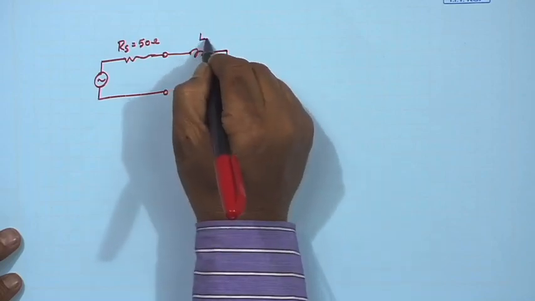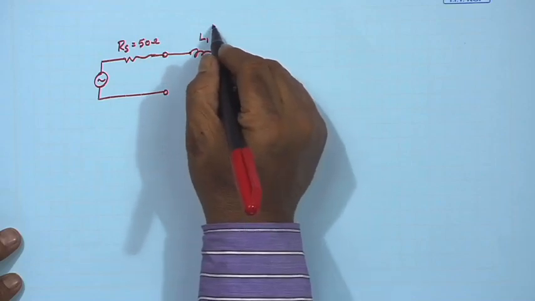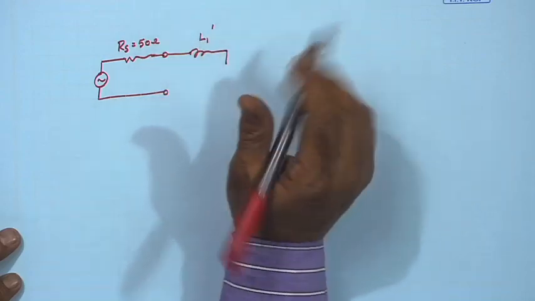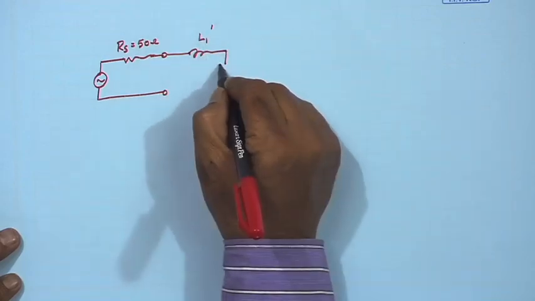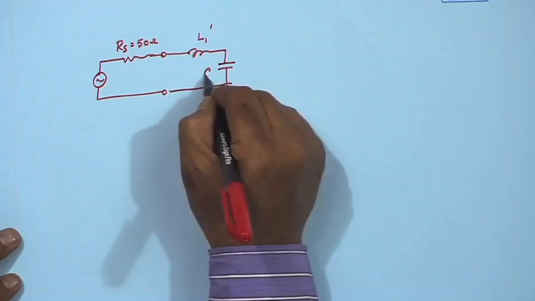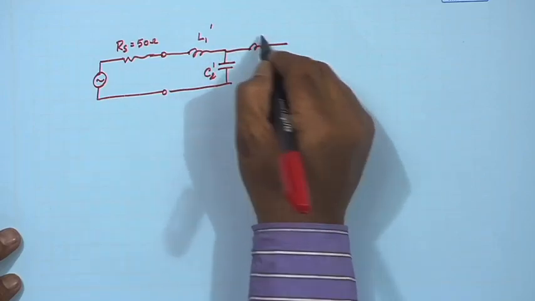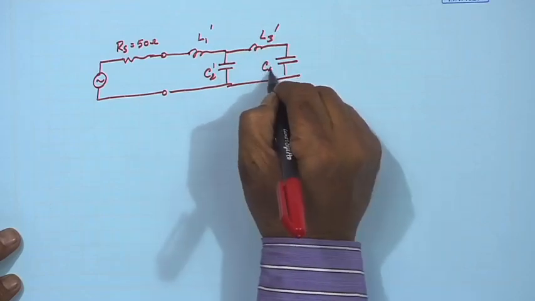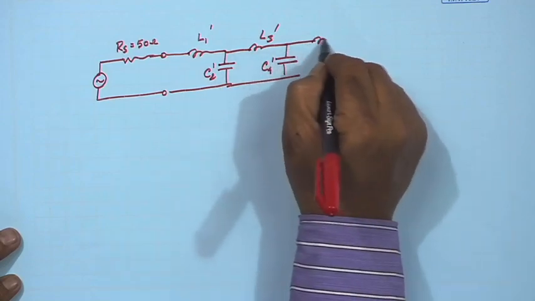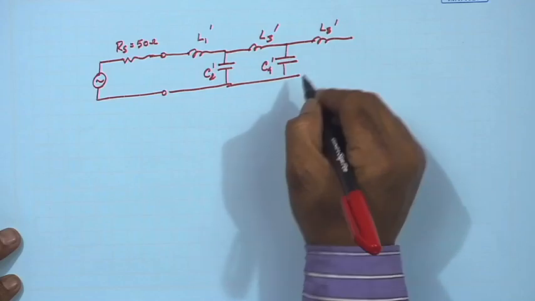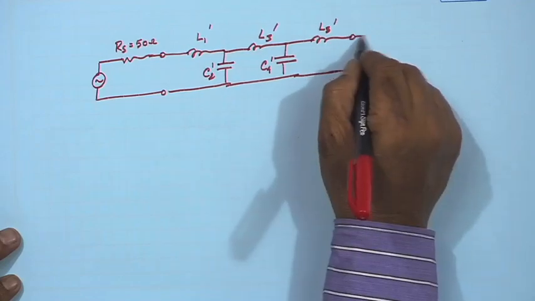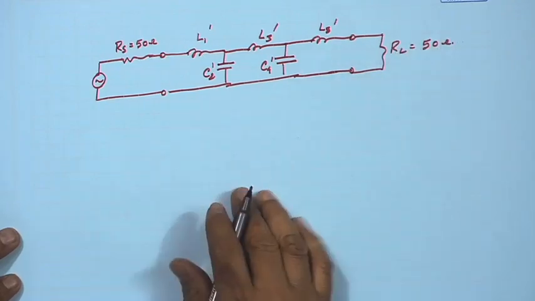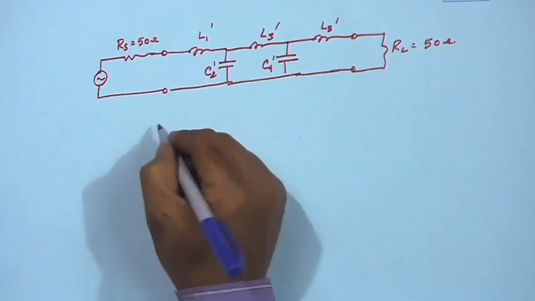So, let me call L1, but since it will be scaled both in impedance and in frequency, the type is the same. So, no type change. So, I am calling it L1 dashed, then this will be C2 dashed, this will be L3 dashed, this will be C4 dashed, then this will be L5 dashed, then I need to stop, and the load impedance will be again RL is 50 ohm. So, what will be my value for L1 dashed?